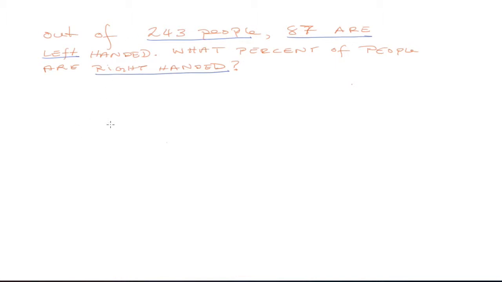So here's the question we're asking ourselves. 87 out of 243. This is how many people if we had only 100 people. So 87 over 243 is similar to how many people out of 100. This is called a proportion. And we're going to solve this using cross multiplication.